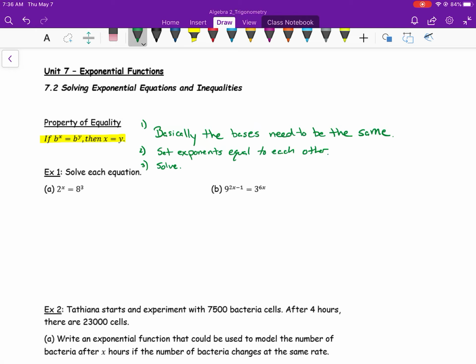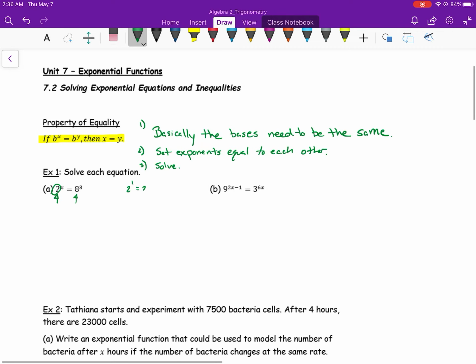Alright, so in example 1, we have 2 to the x and 8 to the 3. So somehow we need to make these bases the same. A lot of times I'll start with the lower number, which is our 2, and I'll see how I can write 8 in terms of base 2. We know that 2 to the first is 2, 2 squared is 4, and 2 cubed is 8. So 8 is the same as 2 cubed, and I'm going to rewrite it as 2 to the x is equal to 2 cubed, because you just substitute 8 for 2 cubed.